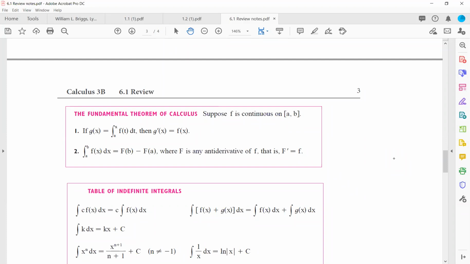The second one: if you have capital F as an antiderivative of function lowercase f, meaning that if you take the derivative of function F, it's equal to lowercase f, then the integral of f of x, while x ranges between a to b, is equal to F of b minus F of a.